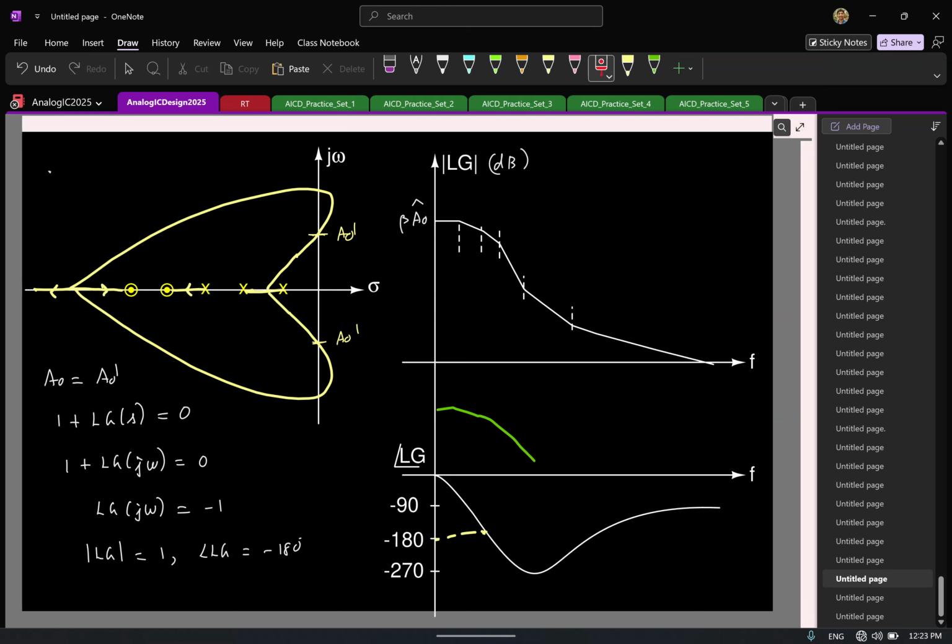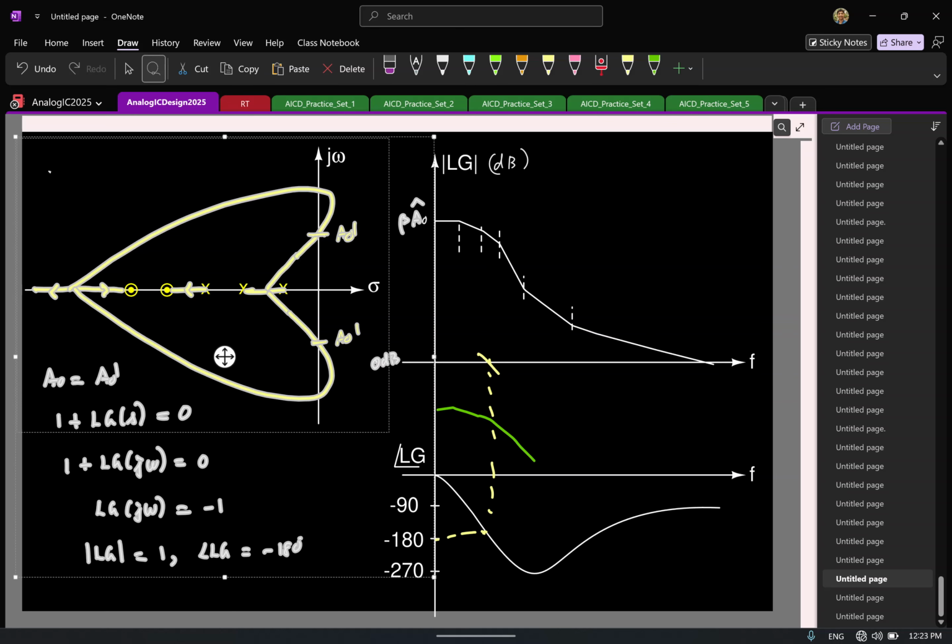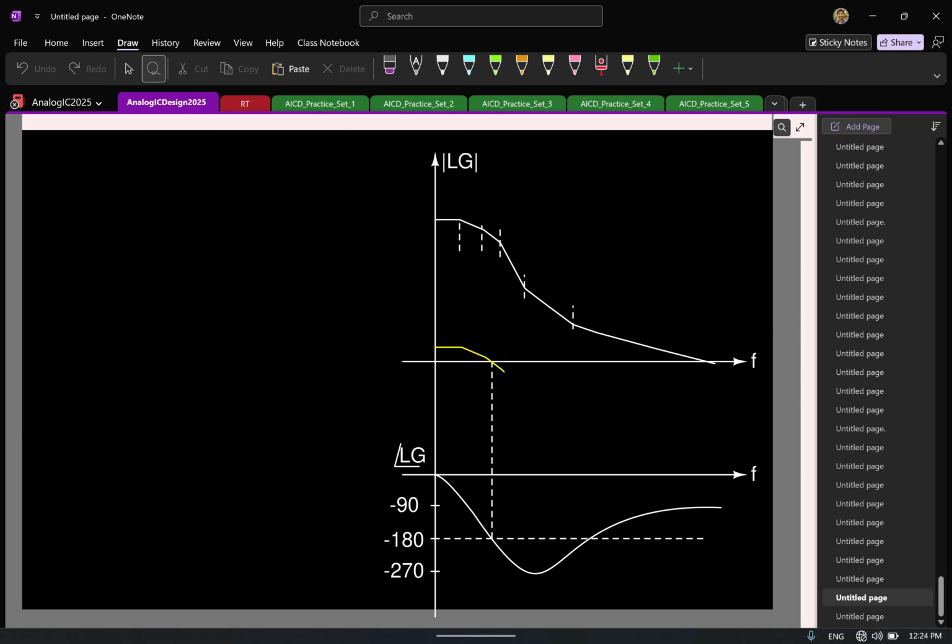So if I keep shifting the magnitude, I should come to a point where at this frequency, magnitude is 1. Again, this is 0 dB. Correct? That's how I'll figure out if I've gotten the correct DC gain A0, right? So you don't have to do, I've done this already. So let me just show you. Just a representative figure.